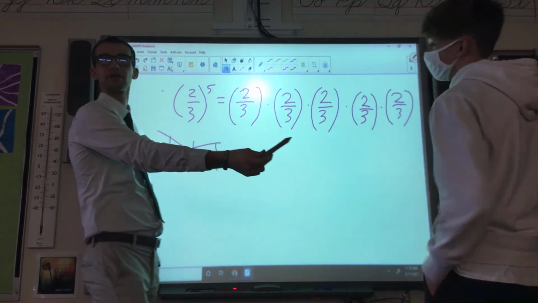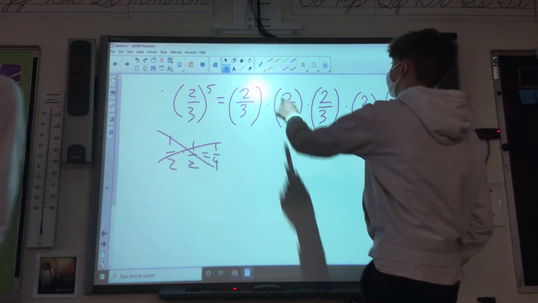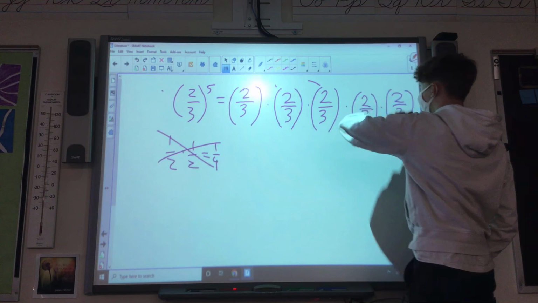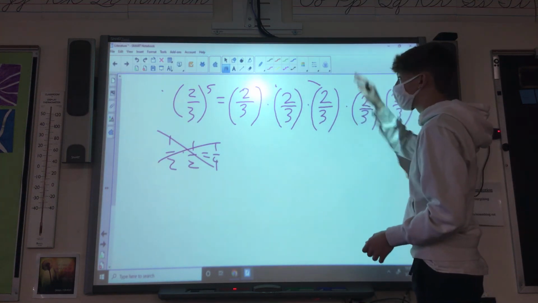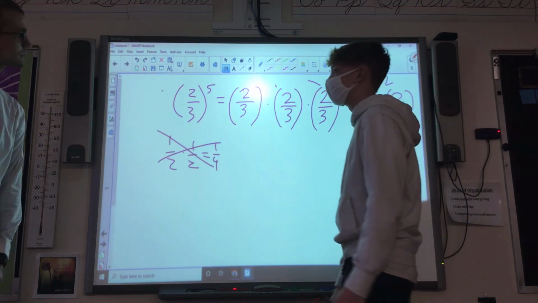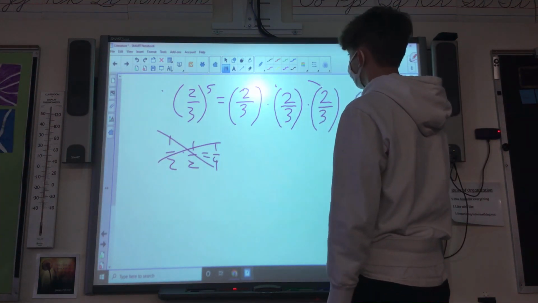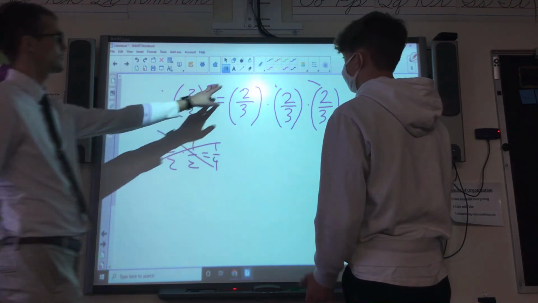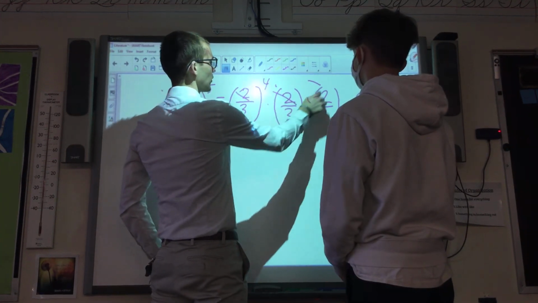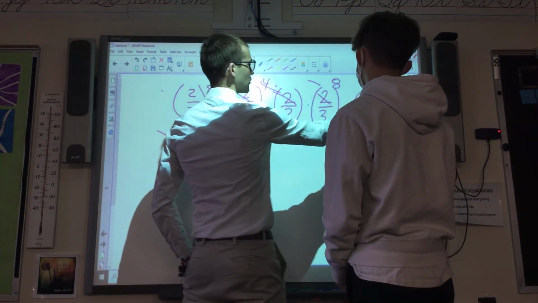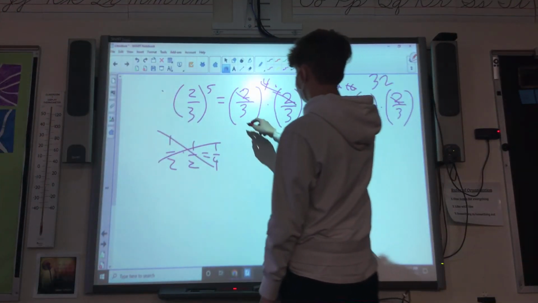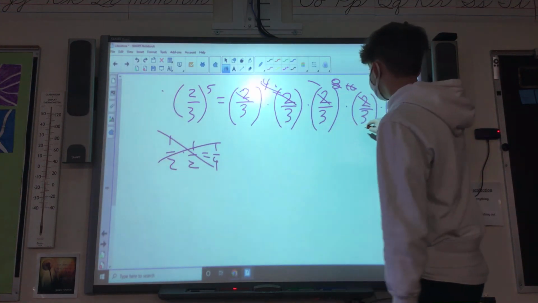I'm gonna cross that off so it doesn't get confusing. This is all multiplication. 2 times 2 is 4, times 2 is 8, times 2 is 16, times 2 is 32. 32, right, across the top. Then 3 times 9, 27.